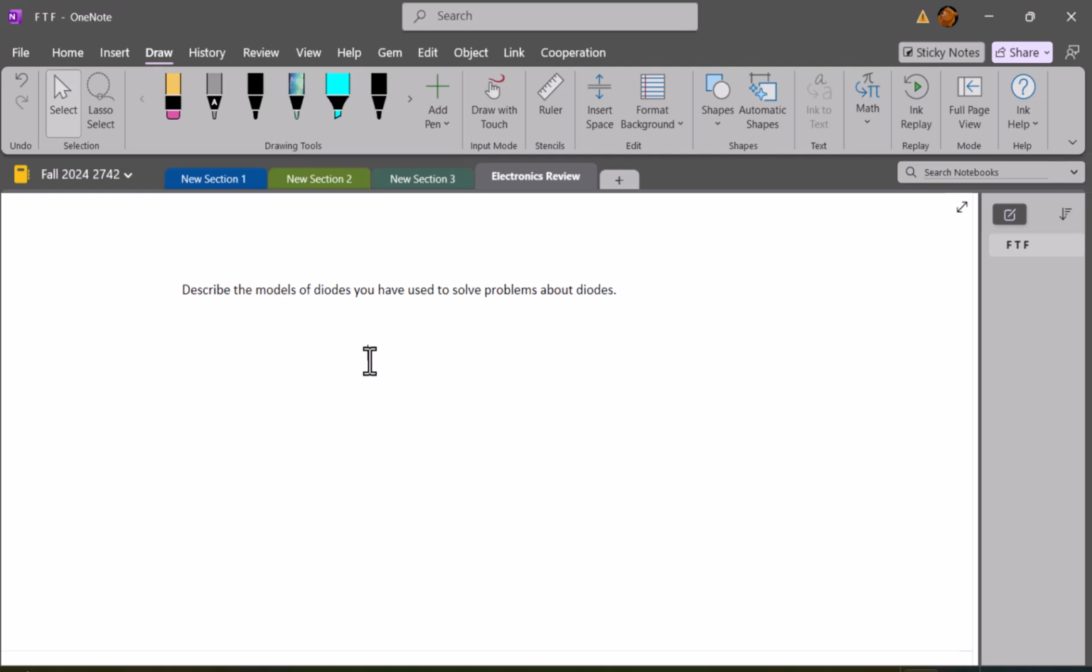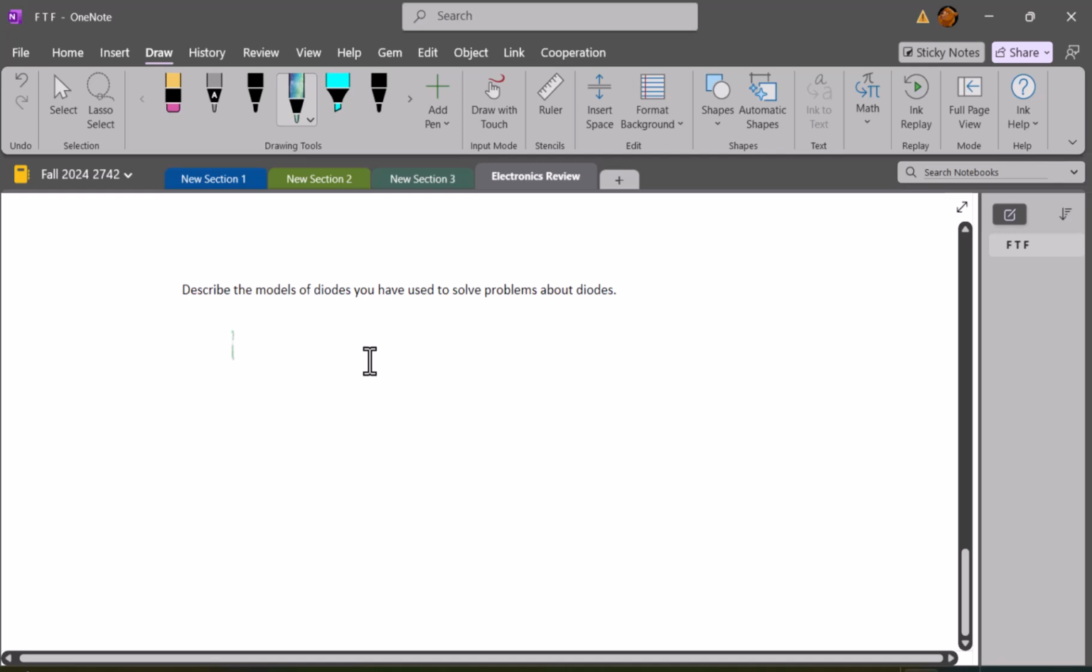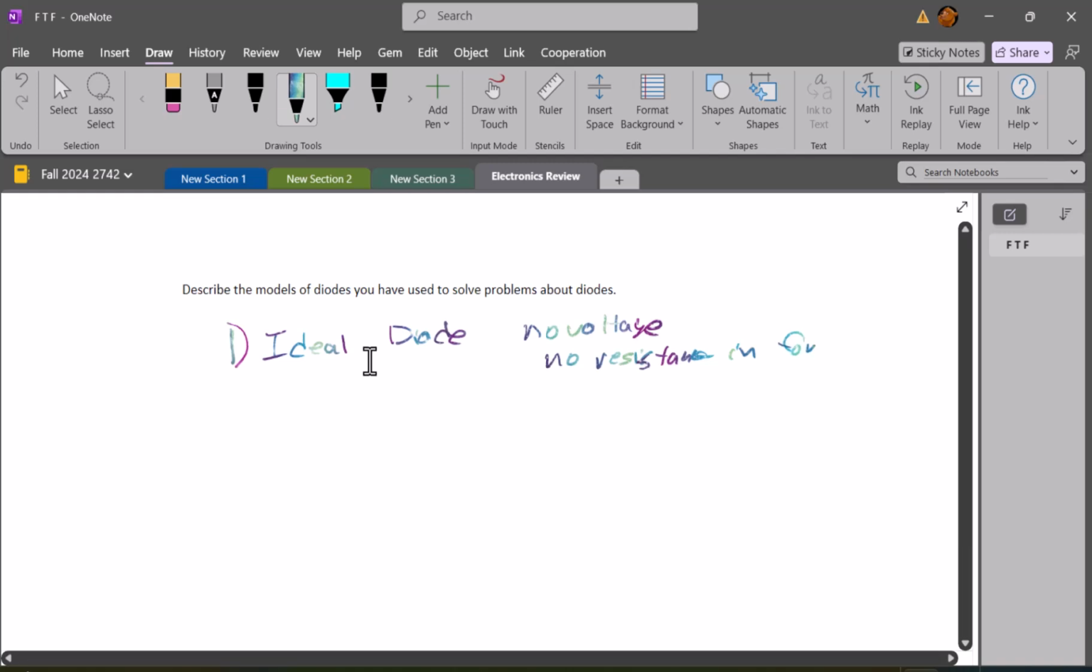Okay. So that'd be one model. I would call ideal a model. I'm not sure what y'all have, but I would say ideal diode. An ideal diode, we would say no voltage drop and no resistance in the forward direction. Oh, pen's not working.